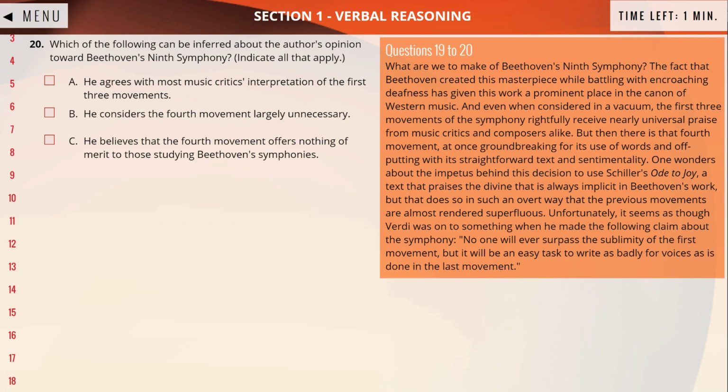Which of the following can be inferred about the author's opinion? He agrees with most critics. Yeah, he does think the first 3 movements rightfully received nearly universal praise. Considers the 4th movement largely unnecessary. Superfluous. Nothing of merit. Is the 4th one... don't know how much time. He's not giving me the seconds. It's annoying. He considers the 4th movement largely unnecessary.